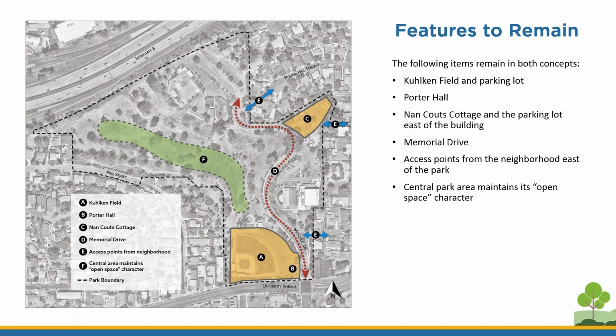We'd first like to point out that there are several features that are to remain in both concepts. These features include Culkin Field and the parking lot, Porter Hall, Nancoot's Cottage and the parking lot east of that building, Memorial Drive, access points from the neighborhood east of the park, and the central open park space. Let's review concept 1.